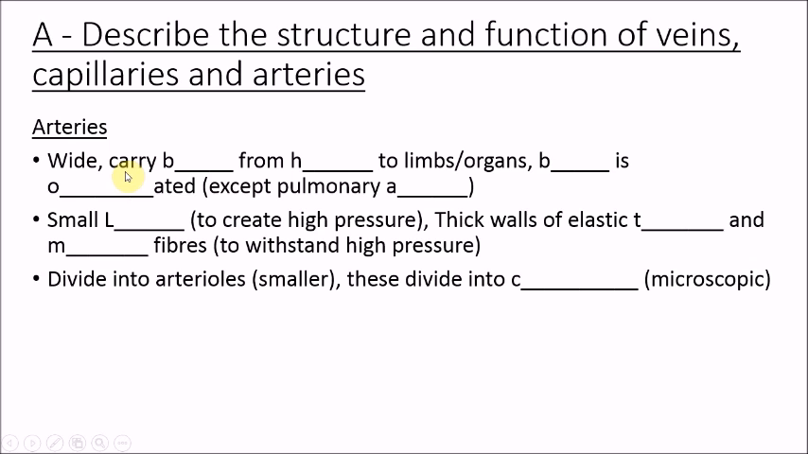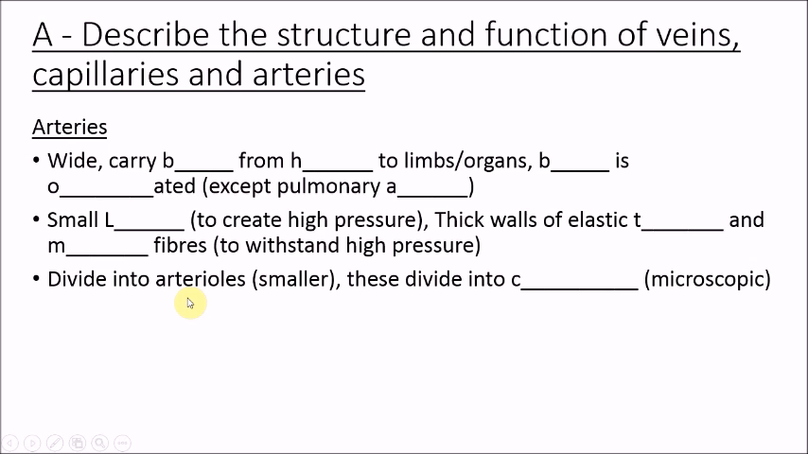Arteries are wide. They carry blood from the heart to limbs and organs. Blood is oxygenated except the pulmonary artery. They've got a small lumen, which is the hole in the middle where the blood travels. That creates high pressure. So that's structure and function. Thick walls of elastic tissue and muscle fibers help to withstand high pressure. So again, that's structure and function.